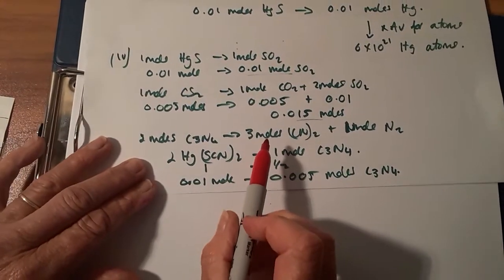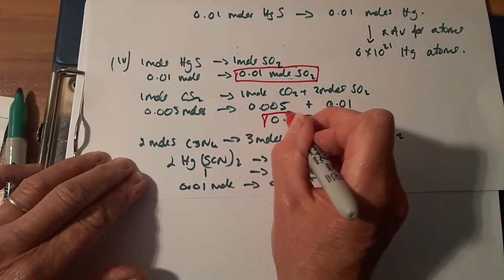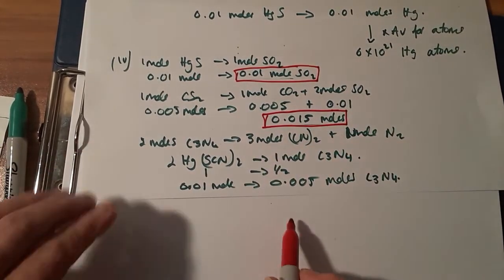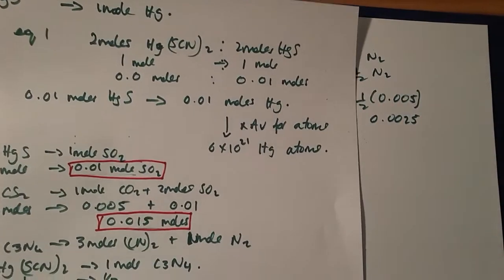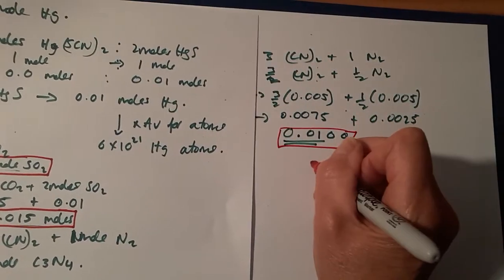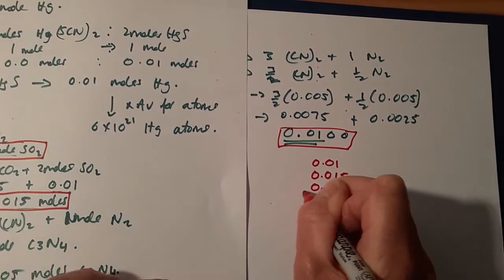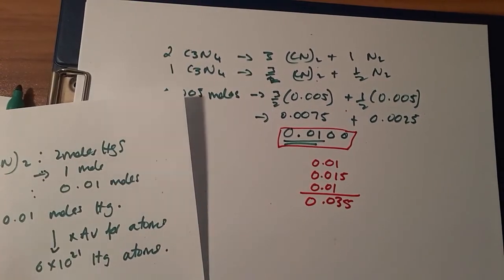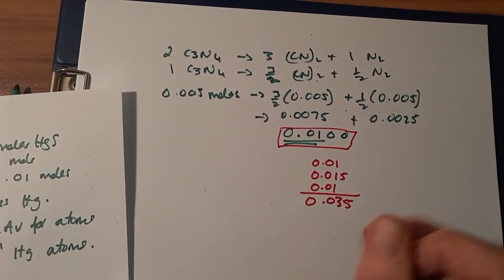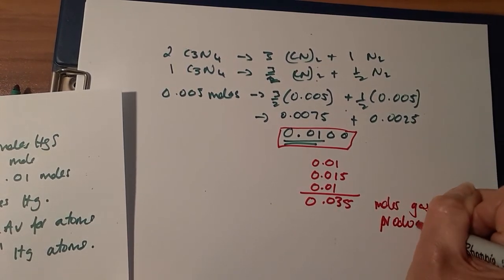Okay, so the gases. How much gas was produced? We had 0.01 mole of SO2, 0.015 moles of CO2 and SO2, and these ones here, 0.01 mole of CN2 and N2. So when I add those three together, I'm going to add 0.01, 0.015 and 0.01, and I end up with 0.035 moles altogether. Moles of gas produced. Okay.